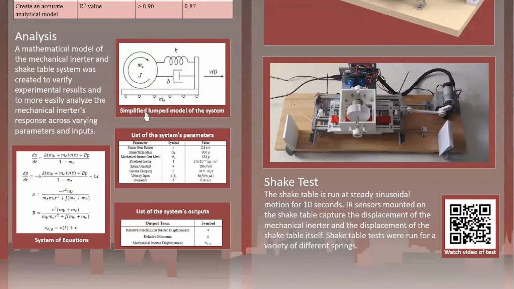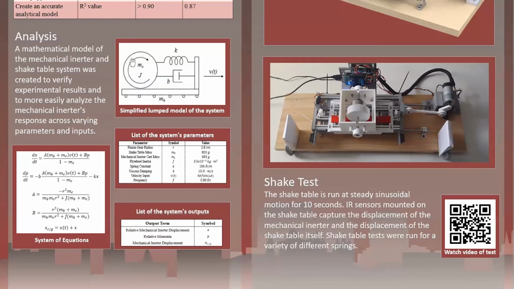A mathematical model of the mechanical inerter and shake table as a single system was created to verify experimental results and to easily analyze the inerter's response to varying inputs. More specifically, we used it to determine which spring and flywheel constants most effectively dampen input vibrations, and we used this to influence our final design decisions. The simplified model of the system is shown right here.